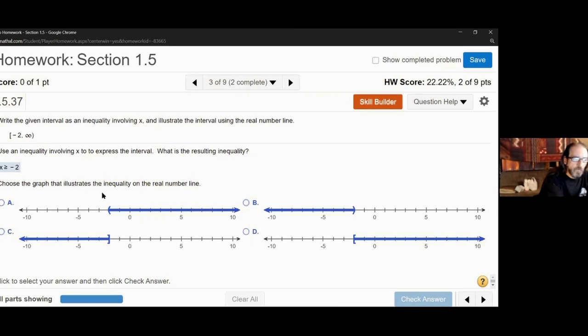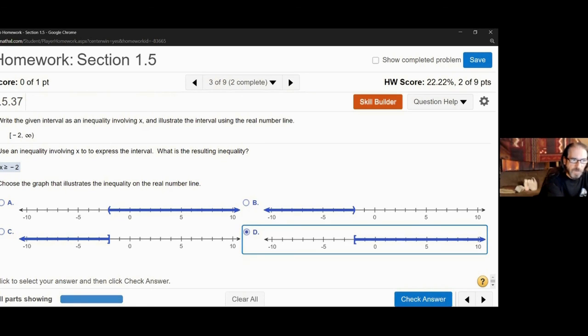And our graph, there are 2 of them that are showing things to the right, greater than -2, A and D, but only D has the square bracket because of the or equal to, by the -2.